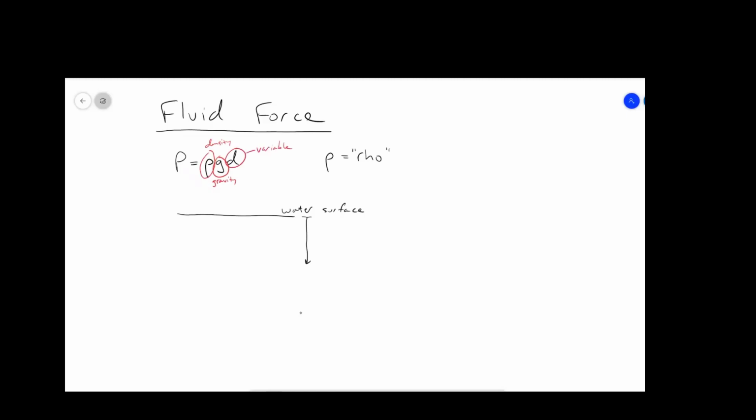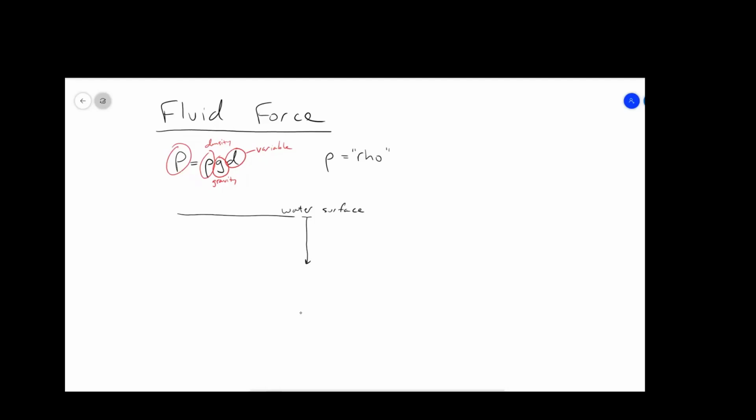Everybody see what I'm saying there? That kind of makes sense, right? The deeper you go, the bigger that D value gets, with both of those other things being constant, so the pressure gets bigger too. D gets bigger, P gets bigger, in fact in a linear fashion, because rho and G are both constants. So that's the definition of pressure.